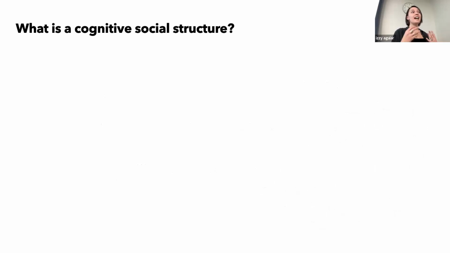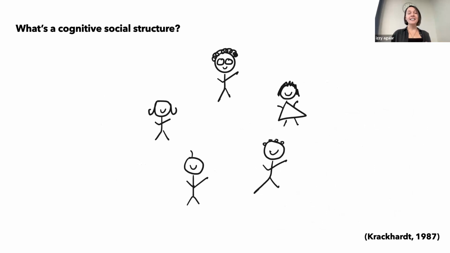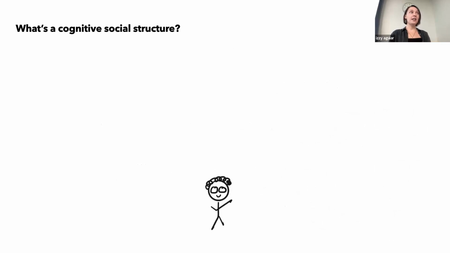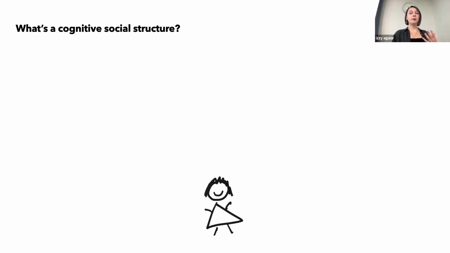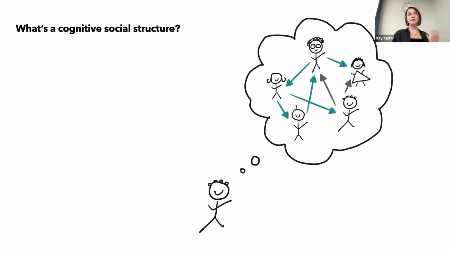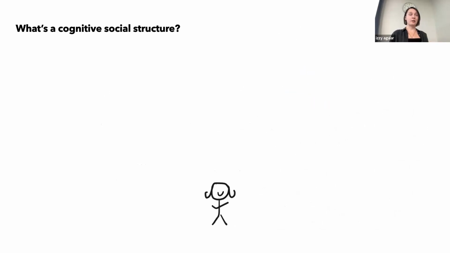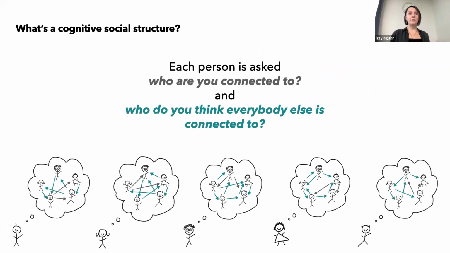So then moving on, what is a cognitive social structure? Cognitive social structures are these fascinating things that were introduced by David Krackhardt in 1987. What they are is, if we have a group of people that we're interested in studying the social network of, for each person in the network, we ask not only who are you connected to, but also who do you think everybody else is connected to? And we ask about these perceptions and connections, not just of one person in the network, but of every single person in the network. So eventually, we've asked every single person, who are you connected to? And also, who do you think everybody else is connected to?